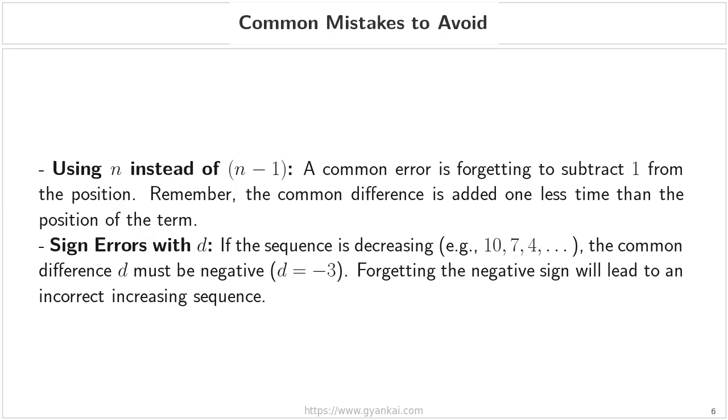Second, please be extremely careful with sign errors regarding the common difference, or d. In our previous examples, the sequences were increasing, so d was positive. However, if you encounter a decreasing sequence, such as 10, 7, 4, and so on, you must recognize that the common difference is negative 3. If you accidentally use a positive 3, your formula will calculate an increasing sequence instead of a decreasing one, leading to a completely wrong answer. Always check if your sequence is going up or down.